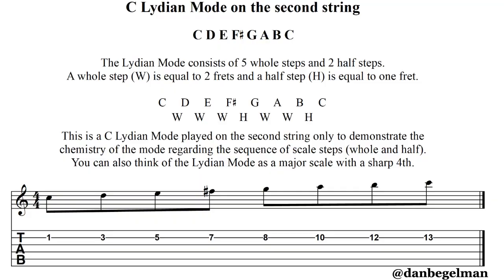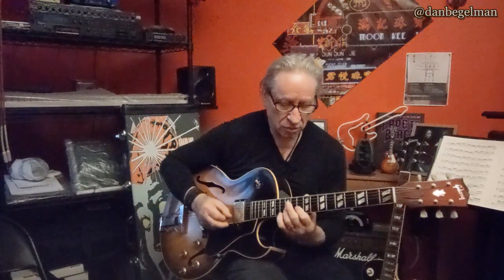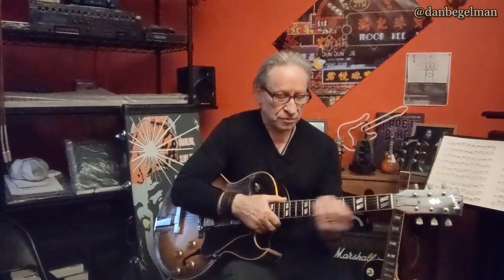So string 2, fret 1, C note, and now I'm going to play a whole step higher, which is D, a whole step higher, which is E, a whole step higher, which is F sharp, a half step higher, which is G, a whole step higher, which is A, whole step higher, which is B, and a half step higher, which is C, brings us to the octave. Here's a C Lydian Mode on string 2. And it has a certain characteristic sound to it because I'm following that sequence.